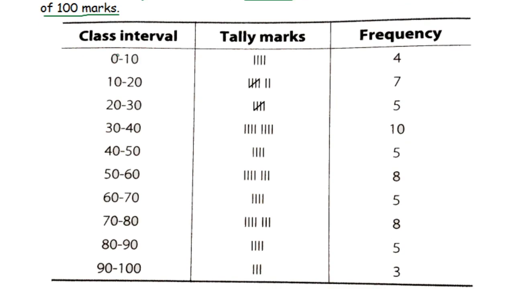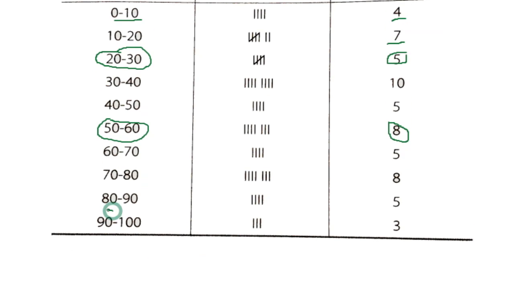So now what this table is telling us is that students that score between 0 and 10 marks are just 4 in number. Students that score between 10 and 20 marks are 7 in number. Students that score between 20 and 30 marks are 5 in number. And so on. Students that score between 50 and 60 are 8 in number, and students who score between 90 and 100 are just 3 in number.